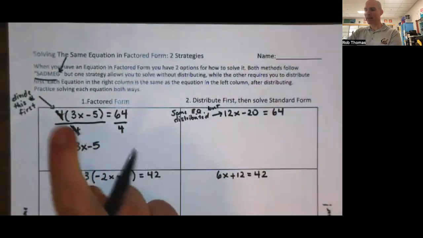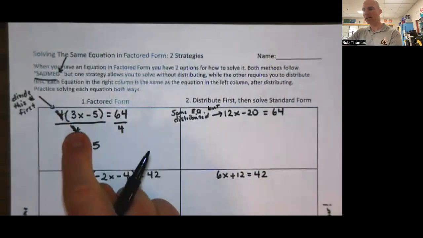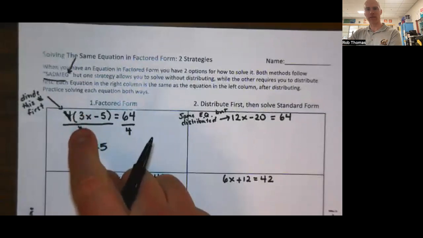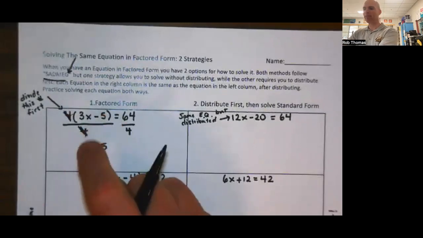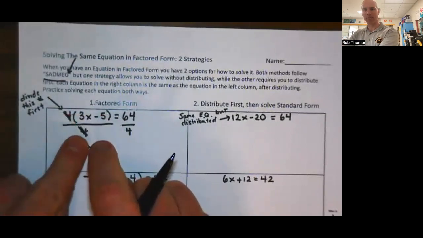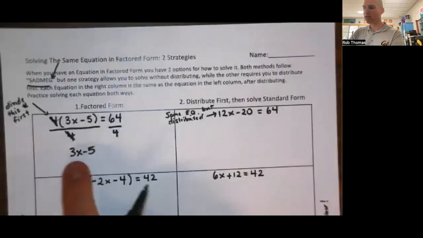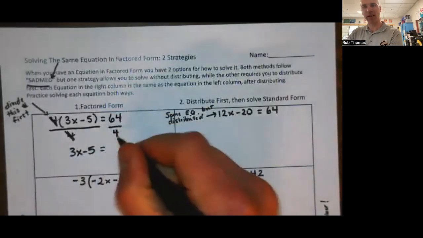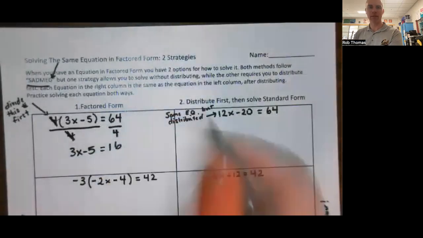Because this 4 and this 4 created a 1, this doesn't become 3 divided by 4x or 3/4 x. No, this doesn't become 5 divided by 4. The fact that they're grouped and there's 4 of them is counteracted by dividing by 4. So I'm left with 3x minus 5 equals 64 divided by 4 is 16.